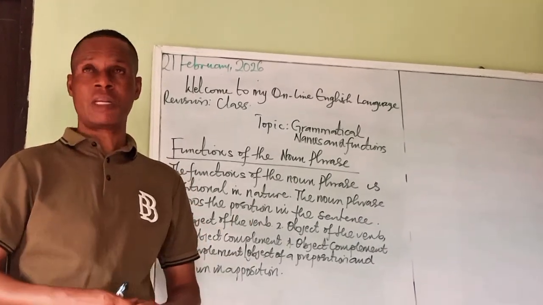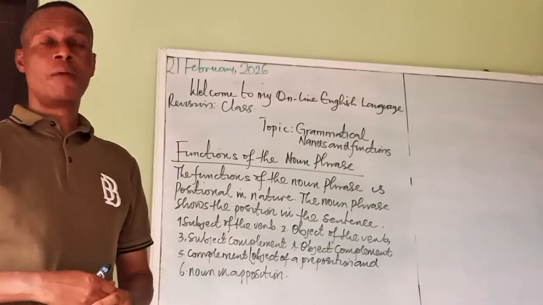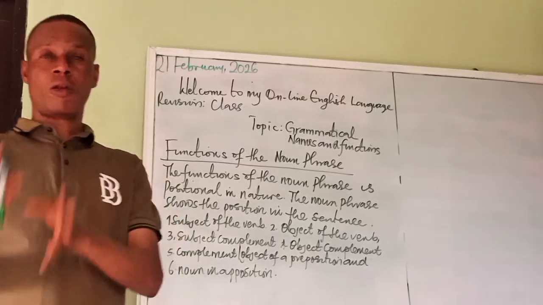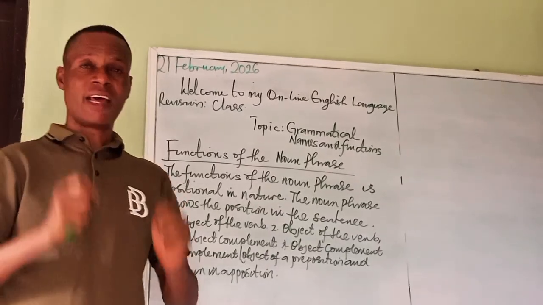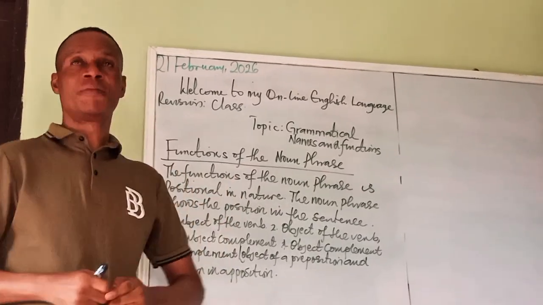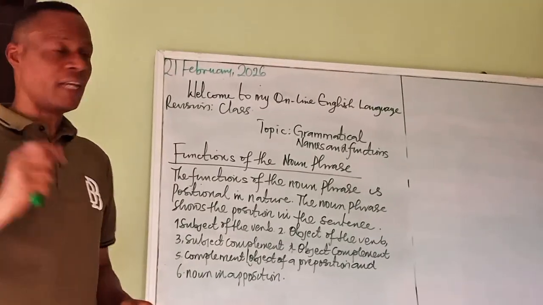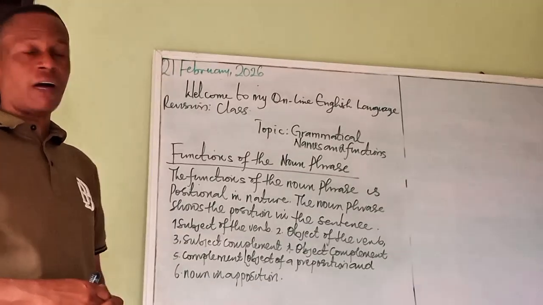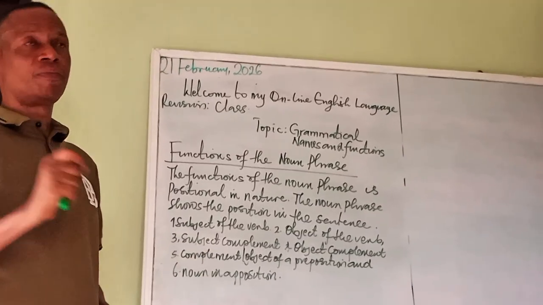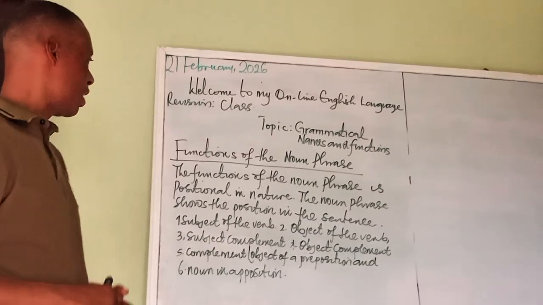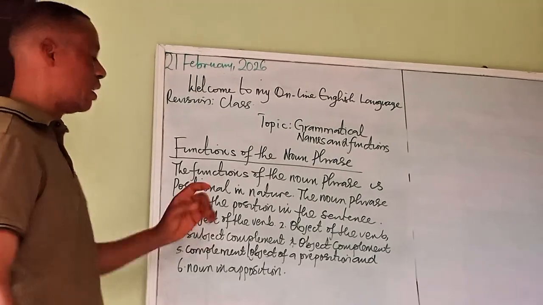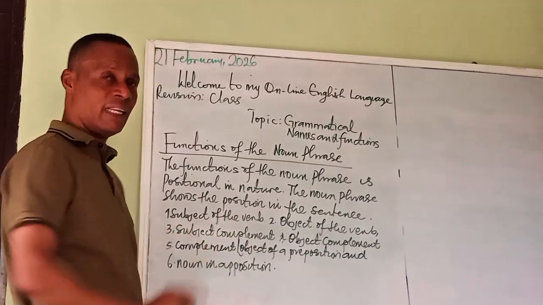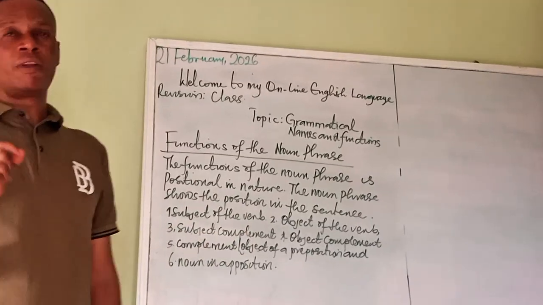And I want to say also that even noun clauses perform the same function, whether they are phrases or they are clauses, as long as they are noun or nominal, they perform the same functions. But today, we're going to be looking at the noun phrase, and we're going to look at the 6 functions it performs. Number one, the noun phrase can perform the function of the subject of the verb in a sentence.